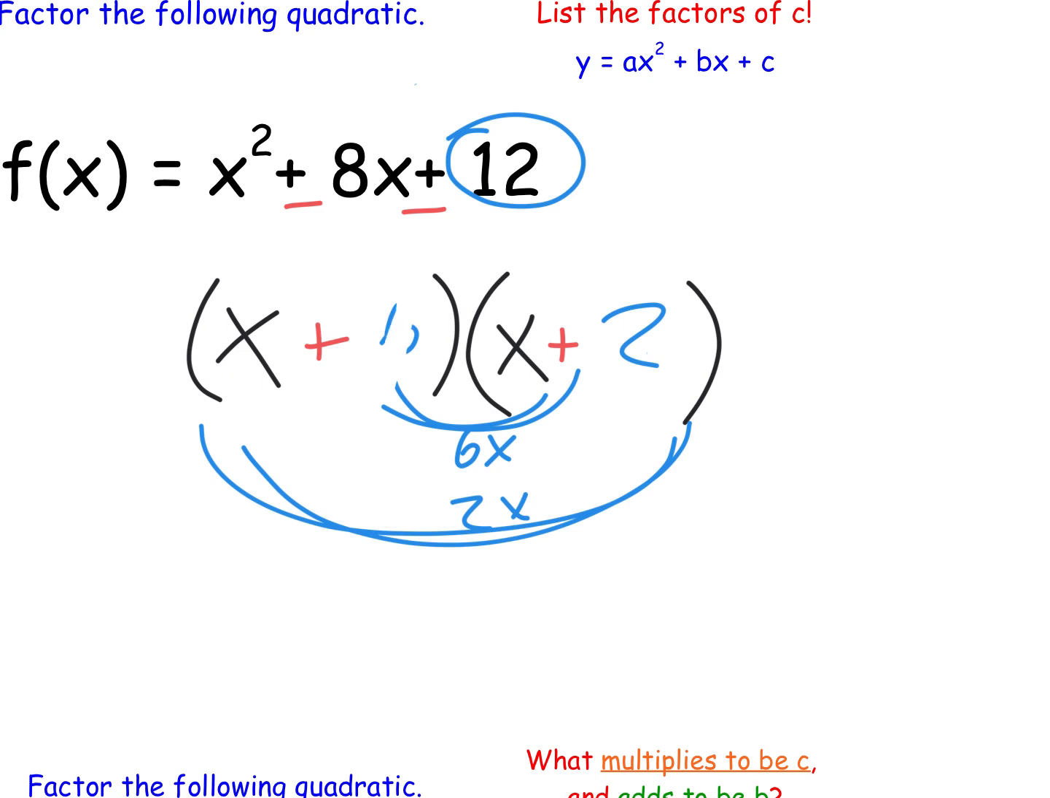So if you had tried 4 and 3, you would have realized that didn't work because you check it quick. 3 and 4 makes 7, not 8. So you have to check and see what worked. So the final answer on this one was the 6 and the 2, because 6 times 2 makes 12.